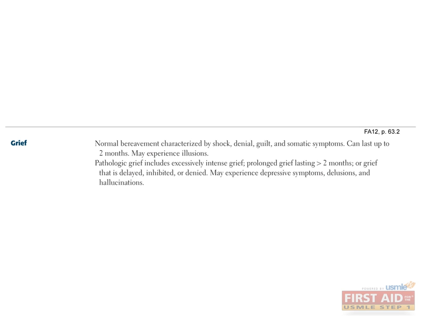Grief is defined as normal bereavement characterized by shock, denial, guilt, and somatic symptoms. Normal grief can last up to 2 months, and patients may experience illusions. Pathological grief can be prolonged grief lasting more than 2 months, excessively intense grief, or grief that is delayed, inhibited, or denied. Patients with pathological grief may suffer from depressive symptoms, delusions, and hallucinations. Do you remember the difference between illusions and hallucinations from the psych lectures? Illusions are misinterpretations of real stimuli, whereas hallucinations are perceptions of non-existent stimuli.